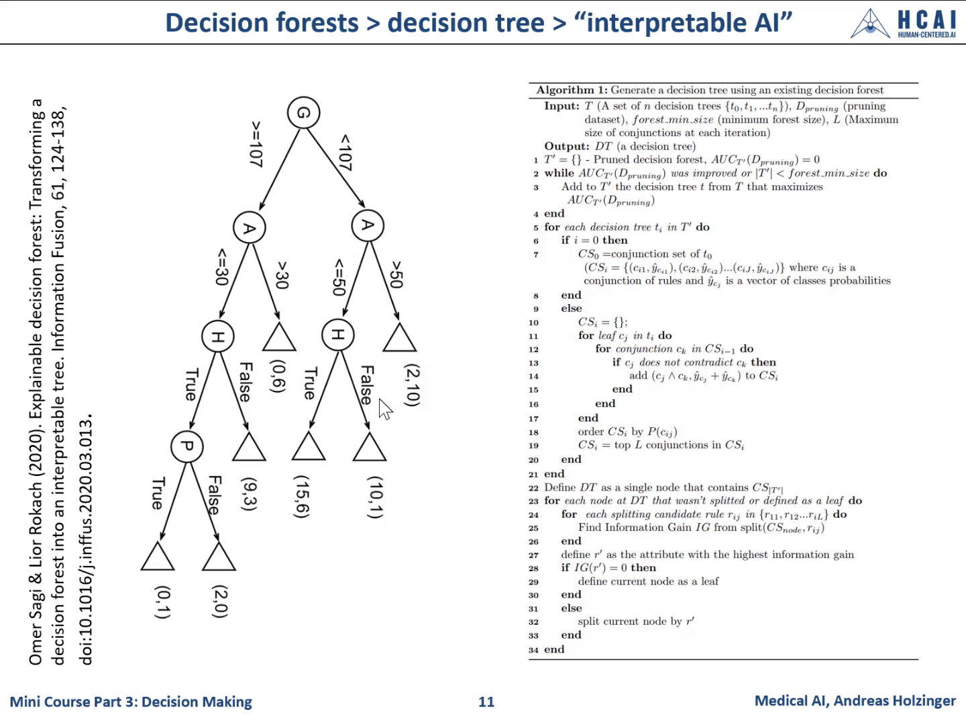Here, a typical work, this is from Omar Sagi and Lior Rokach from 2020. This is an algorithm which generates a decision tree using an existing decision forest. The danger here, of course, and this is cutting edge state of the art, and an unsolved problem, is how to ensure that you don't lose information. So this is very, very important.